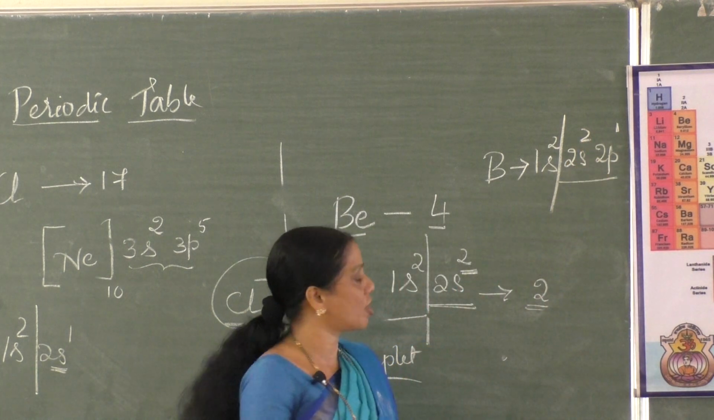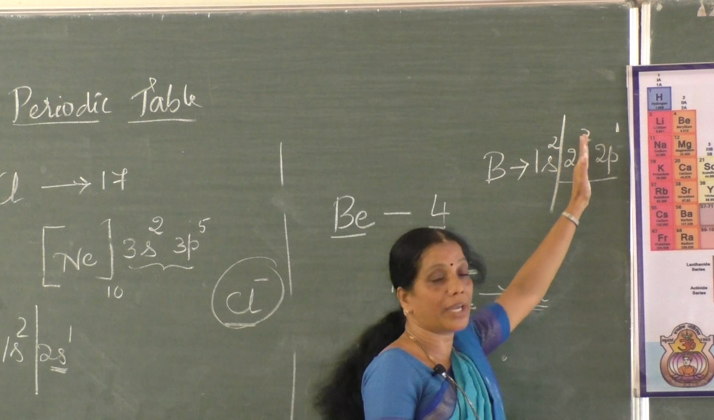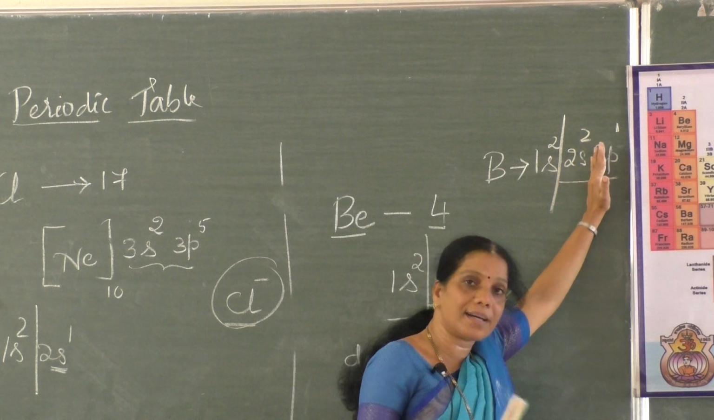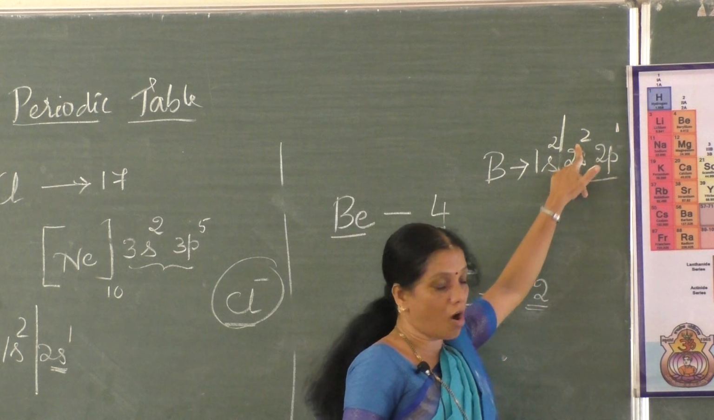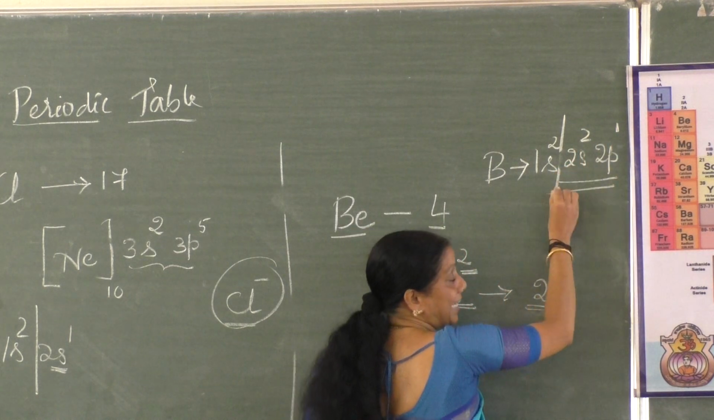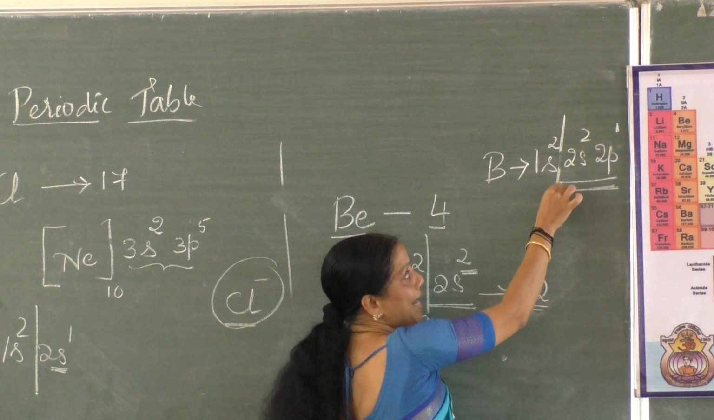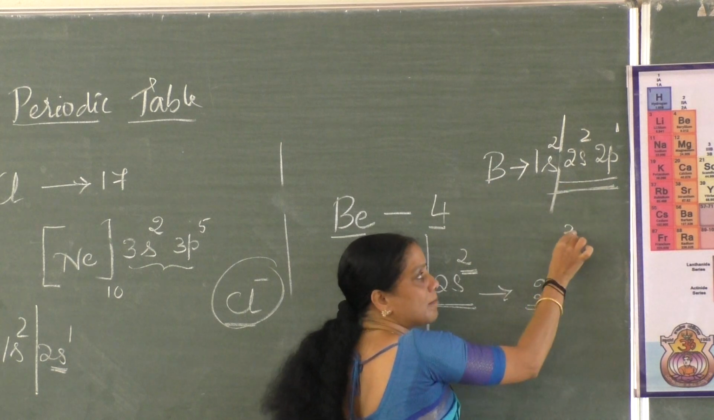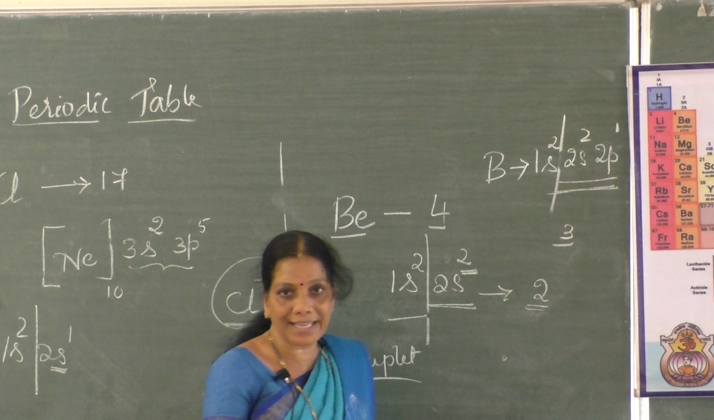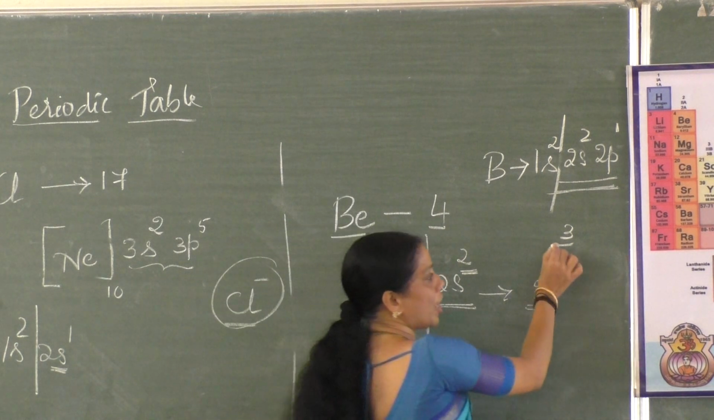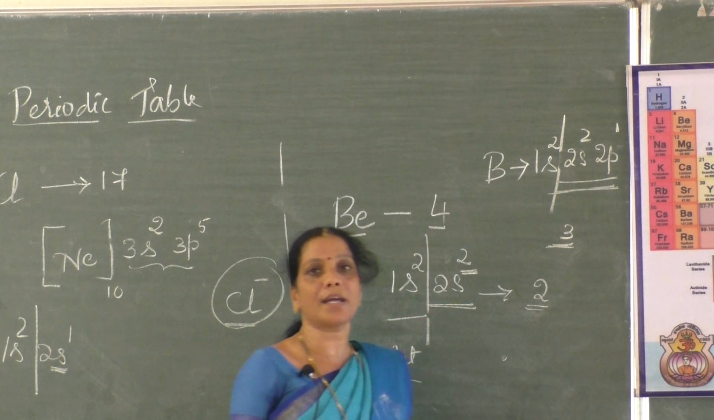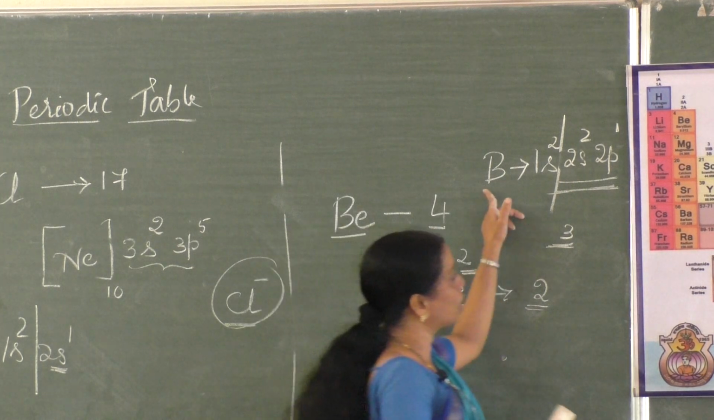To reach the octet configuration, it has to gain how many more electrons? 5 more electrons, isn't it? Very difficult to gain those 5 electrons. Hence, easily it donates those 3 electrons. Therefore, by donating 3 electrons, the combining capacity of boron becomes 3. How many bonds can it form with the other atoms? 3 bonds. The number of bonds itself is the valency. Therefore, boron has a valency of how many? 3.